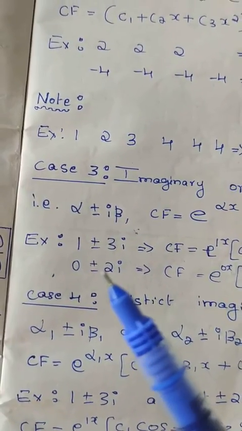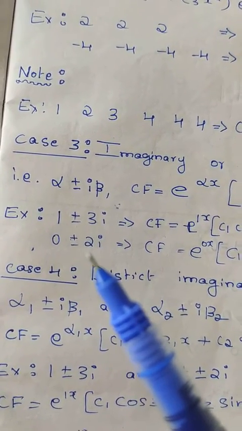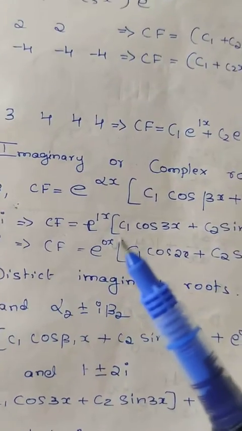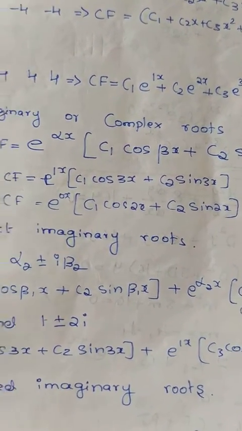Okay. Next, 0 plus or minus 2i. The real part is 0. The imaginary part is 2. CF is e power 0x, that is equal to 1. C1 cos 2x plus C2 sin 2x.